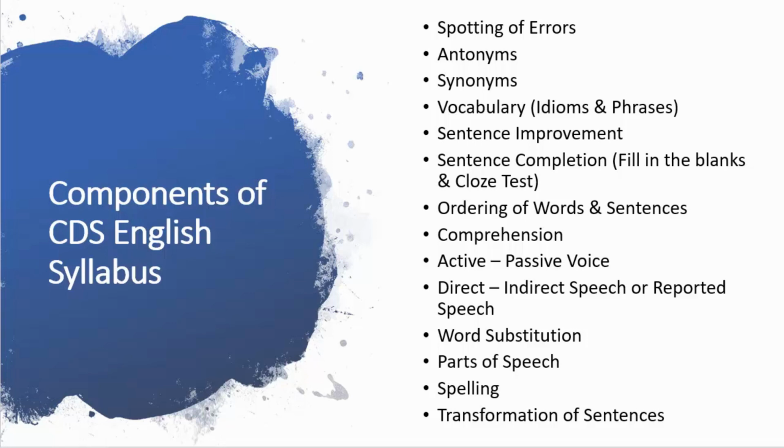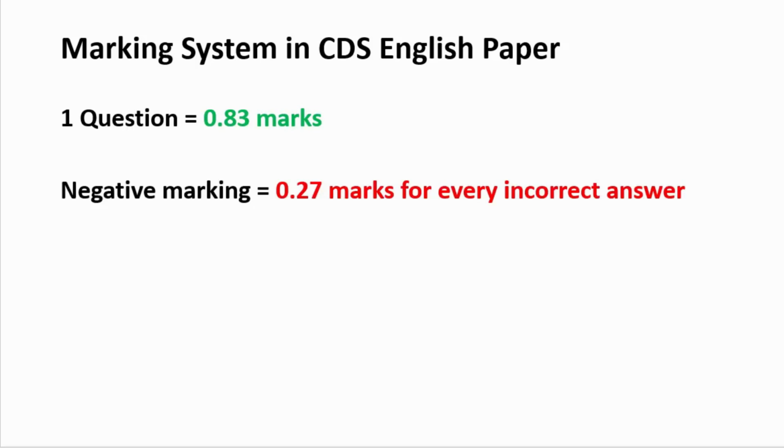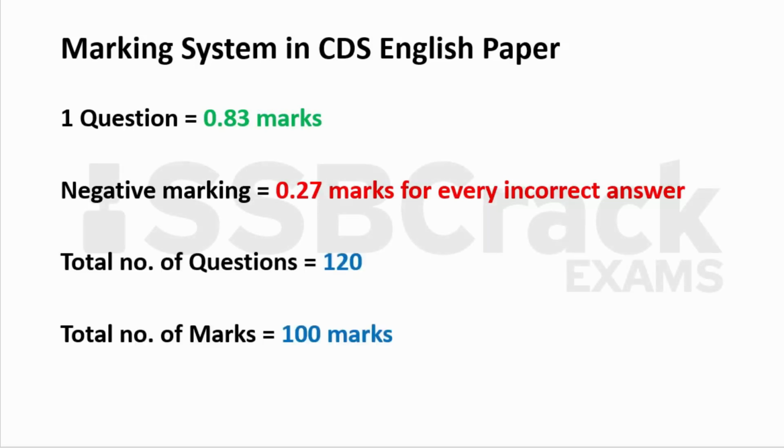Right, now coming to the marking system in the CDS English paper, each question carries 0.83 marks, right? But there is also negative marking, and if you incorrectly mark an answer, it will cost you 0.27 marks. 0.27 marks will be deducted for every incorrect answer. The total number of questions you will get in your English paper in the CDS exam is 120, and the total number of marks will be 100.